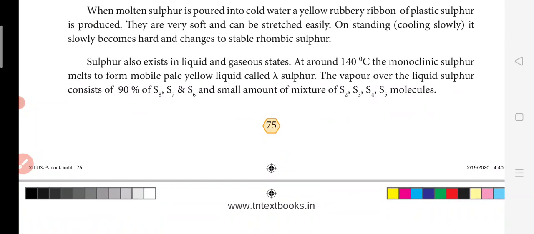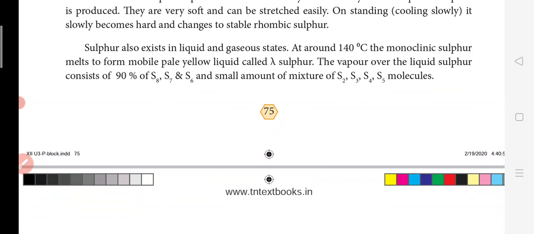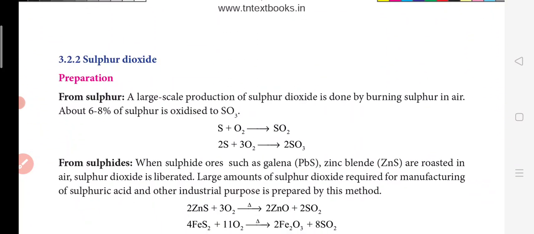Sulfur also exists in liquid and gaseous states. At around 140 degrees Celsius, monoclinic sulfur melts to form a mobile pale yellow liquid called lambda sulfur. All these are objective questions: at which temperature which sulfur will be formed, and what happens if you cool down. At 140 degrees, monoclinic will melt to form a pale yellow, mobile, that is flowing, liquid, which is lambda sulfur. The vapor over the liquid sulfur consists of 90% S8, S7 and S6, and a small amount of a mixture of S2, S3, S4 and S5 molecules.